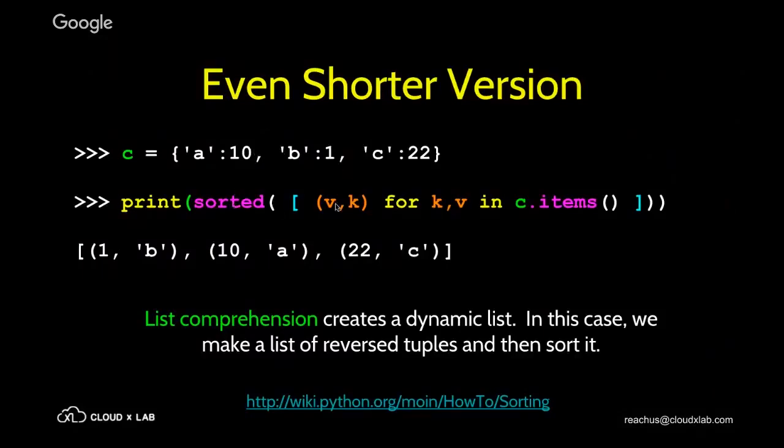Now we can also write the same thing in another format. It's called list comprehension. It basically creates a dynamic list. The same for loop that we studied earlier can be used in this way as well.